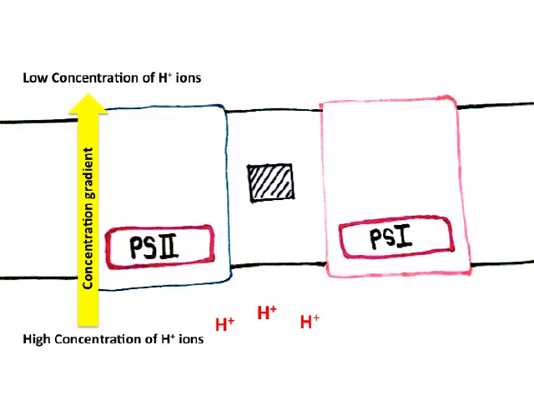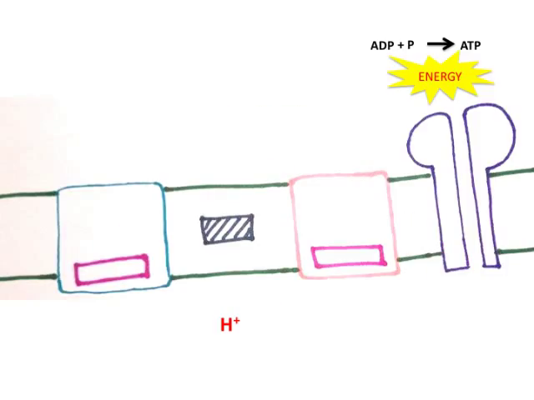In the thylakoid membrane, there is an enzyme called ATP synthase. The H+ ions that have moved into the thylakoid, where there is now a high concentration, go down the concentration gradient out of the thylakoid through this enzyme. The movement of H+ through the enzyme creates energy, which then makes ATP by combining ADP and phosphate.